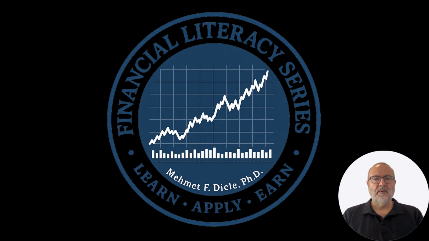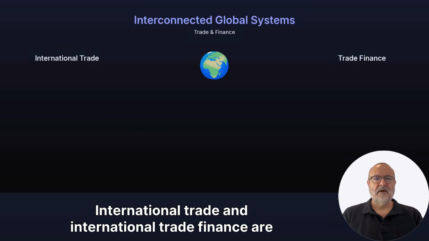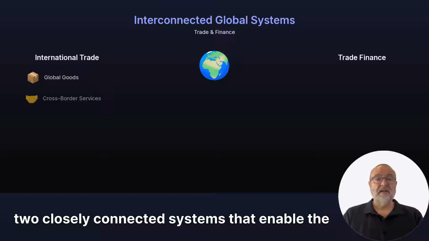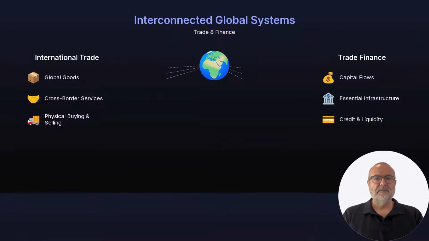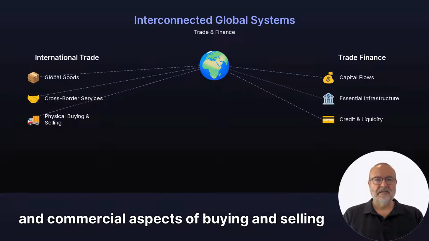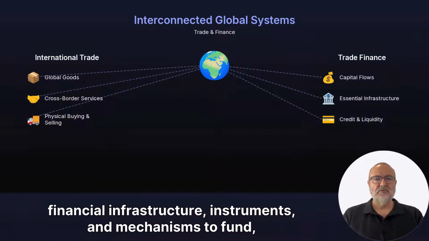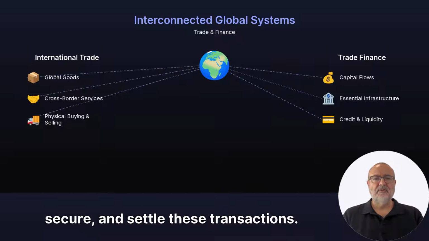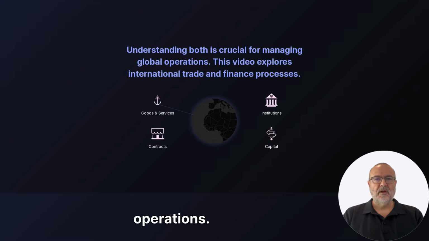Today, we will talk about the processes involved in international trade finance. International trade and international trade finance are two closely connected systems that enable the global flow of goods, services, and capital. While international trade focuses on the physical and commercial aspects of buying and selling across borders, international trade finance provides the financial infrastructure, instruments, and mechanisms to fund, secure, and settle these transactions. Understanding both is crucial for managing global operations.